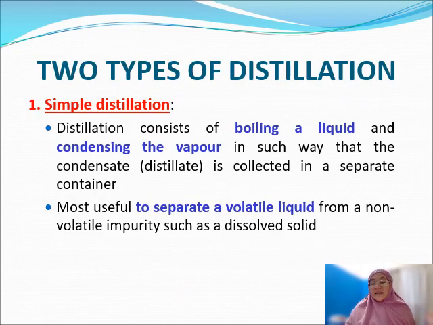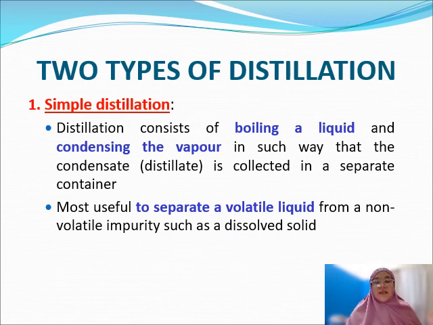Distillation has two types: simple, and another one is fractional distillation. So this is the first type of distillation. The first one is the simple. In this simple distillation, you boil the liquid or your solvent, and then the solvent will condense, meaning the vaporized solvent will form liquid. That is condensed.